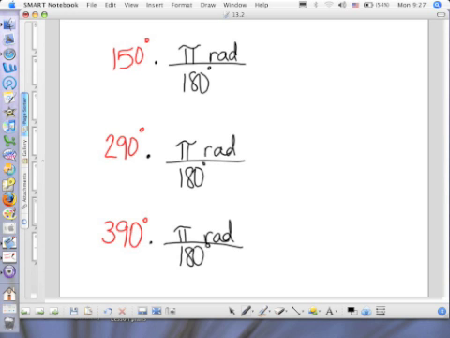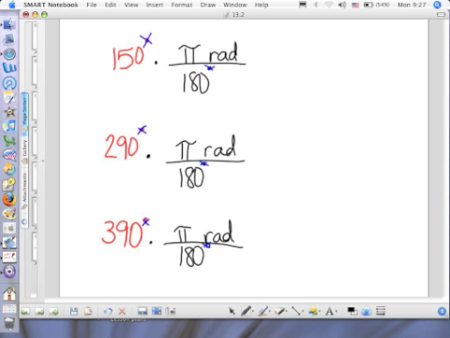In each one of these, the unit multiplier was pi radian over 180 degrees. Why did I choose to put 180 in the denominator? I'm trying to get rid of the symbol degree. I'm getting out of degrees. And in each of these cases, if you've got degrees in the numerator and degrees in the denominator, they cancel each other. And so to finish it off, all you've got to do is reduce 150 over 180.